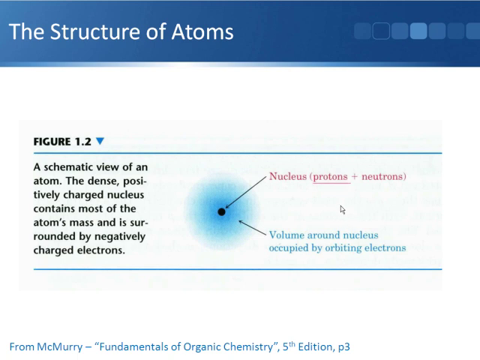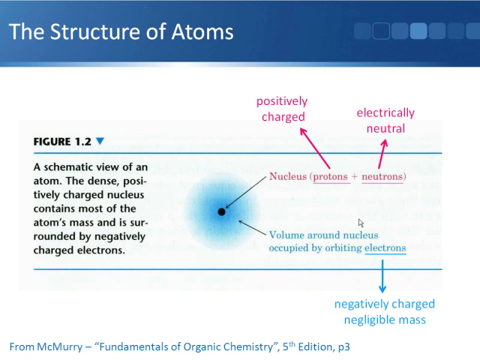you have a nucleus that contains protons, which are positively charged, and neutrons, which are electrically neutral. It's these two that give the atom its mass. And then in the volume around the nucleus you have orbiting electrons, which have negligible mass, but they're negatively charged, so they counteract the charge of the protons. And for an atom to be neutral there must be as many protons as there are electrons.